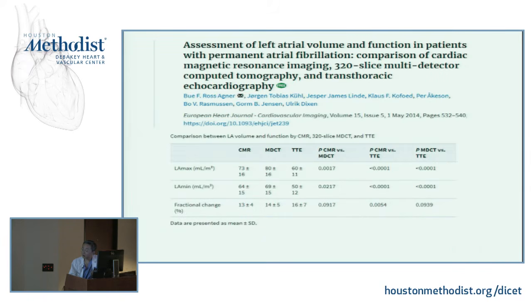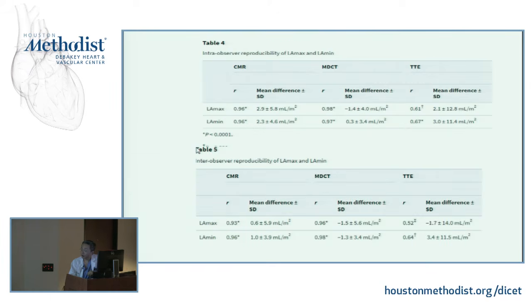And this is just an example of the left atrium. As you can see here, the difference in left atrium between CT and MR is almost, although significant, very small, and 2D echo underestimates significantly compared to CT or MRI. But I think the most important thing is that the inter- and intra-observer variability is much better, obviously, with CT and MR because of the better spatial resolution.